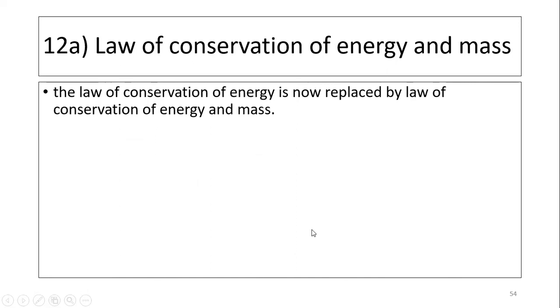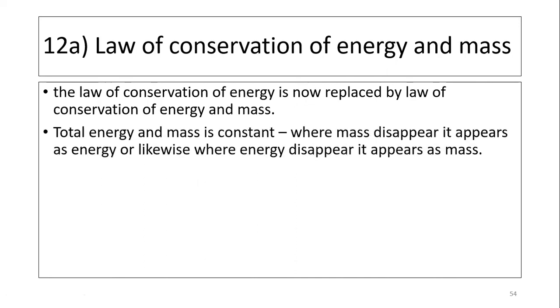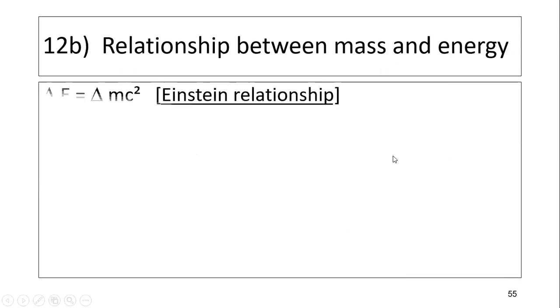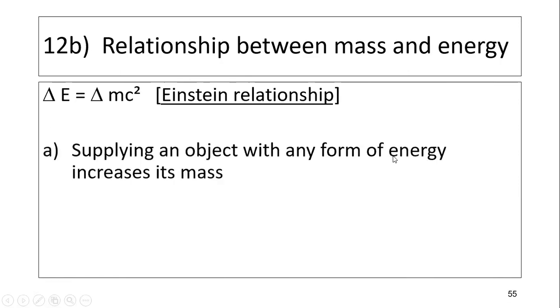The law of conservation of energy is now replaced by the law of conservation of energy and mass. Or you can think of mass as a form of energy. Total energy and mass is constant. When mass disappears, it appears as energy. Or likewise, when energy disappears, it appears as mass. That's your Einstein's relation. So supplying an object with any form of energy increases its mass.